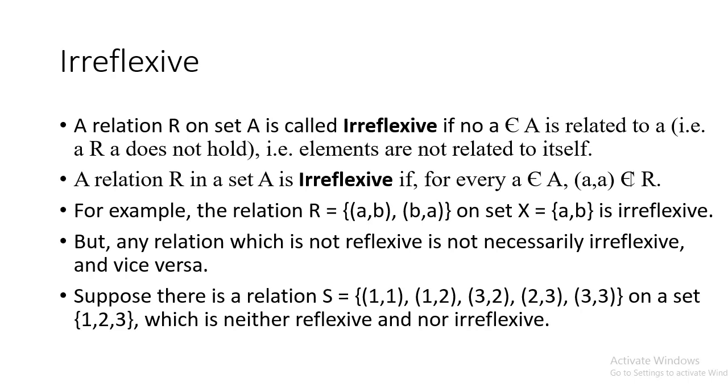A relation R in a set A is irreflexive if for every element a belonging to A, the ordered pair (a, a) does not belong to the relation R. For example, suppose there is a relation R equal to the ordered pairs (a, b) and (b, a) on the set X, which consists of the elements a and b. This relation R is irreflexive on the set X because there are no elements which are related to themselves. That's why the relation R is called irreflexive.